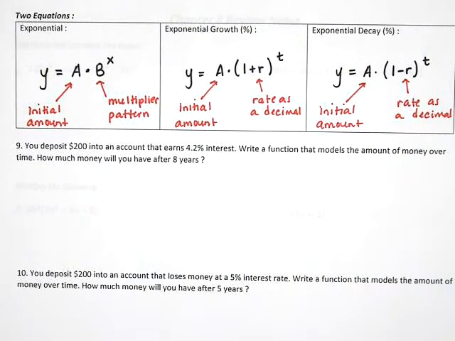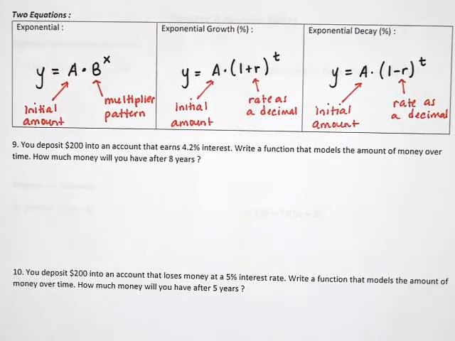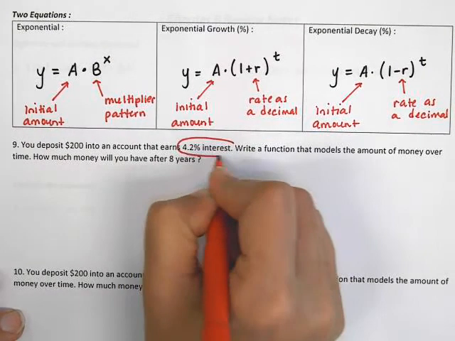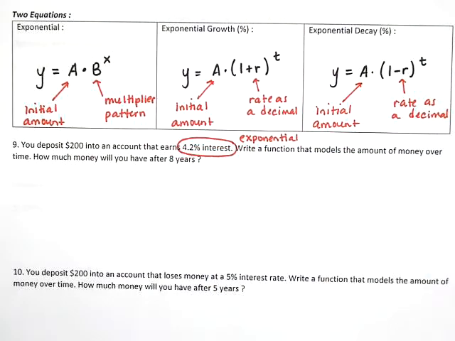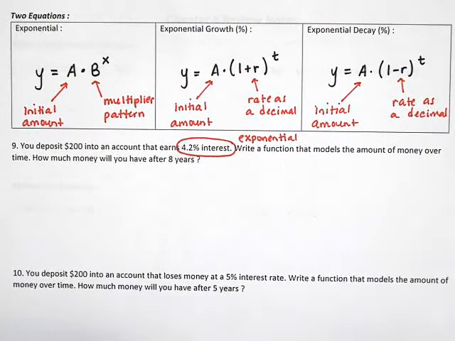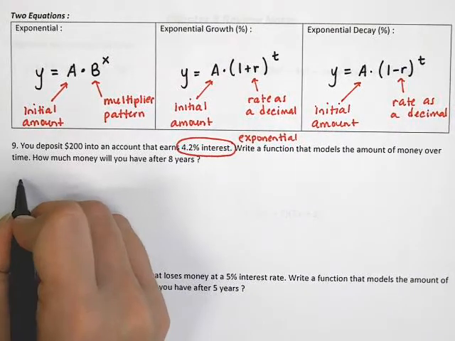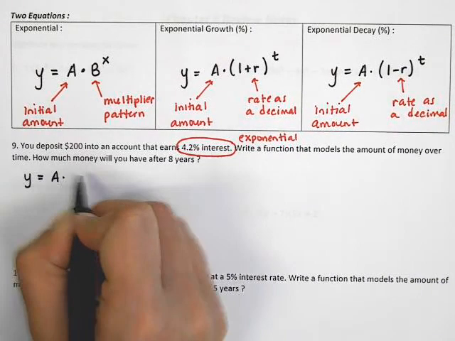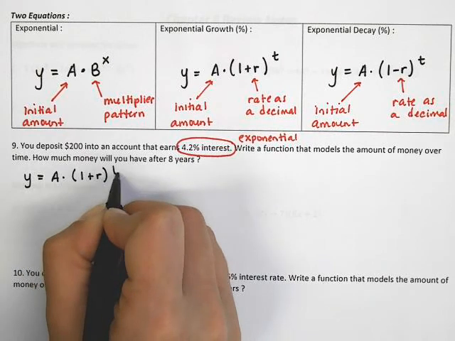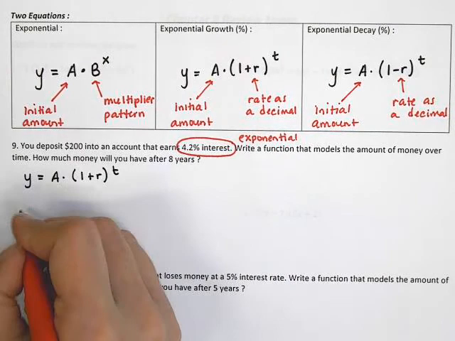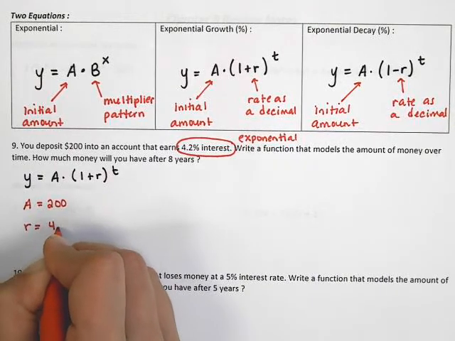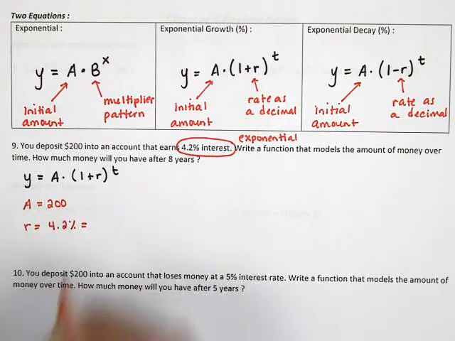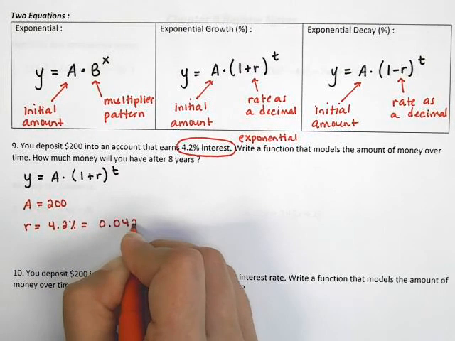So some examples of word problems that we needed to know how to do were this. You deposit $200 into an account that earns 4.2% interest. As soon as you see a percent, you know this is an exponential problem. Write a function that models your amount of money. So we know that our equation for percent and growth would be y equals a times 1 plus r to the t power. In this problem, a is your initial amount, so 200. R is your rate, so 4.2%, which if you change that to a decimal would be 0.042.